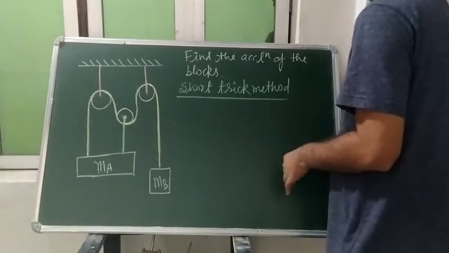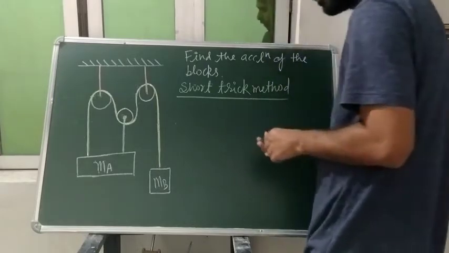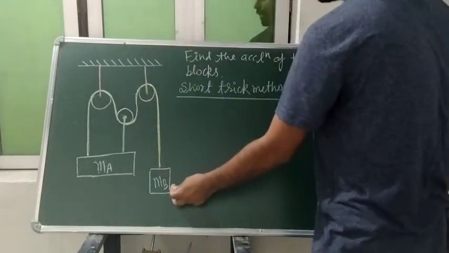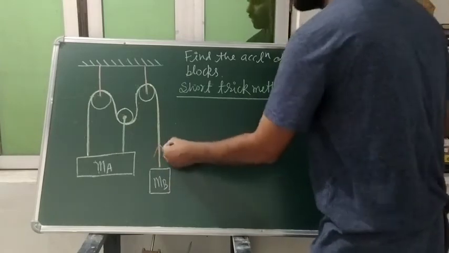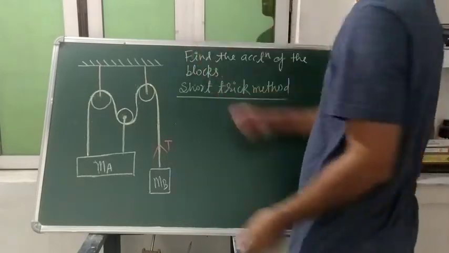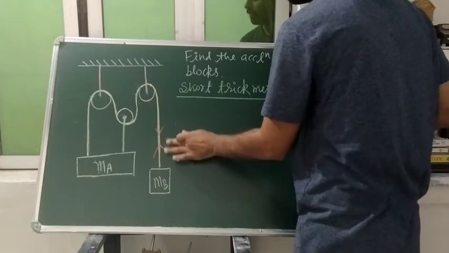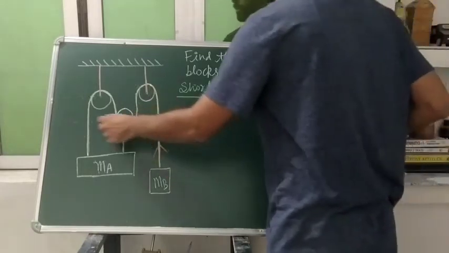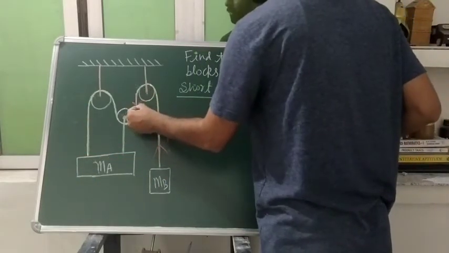So for the short trick method, what will we do, student? First we will write the tensions, isn't it? This MB block is present here. So the tension for this block will be upward along this string, and it will have the pulling effect like this. And for the object of interest of this pulley, the tension will be in this direction. It will come in a pair. Since it is the same string present here, whatever tension will be here, the same tension will be here.